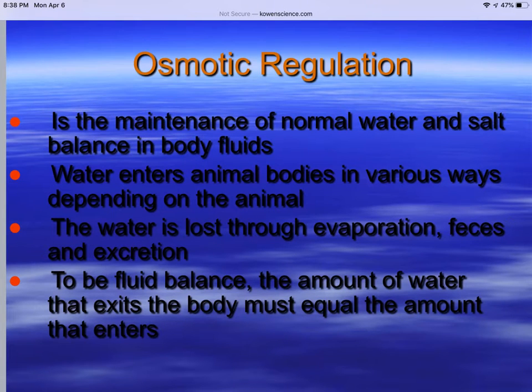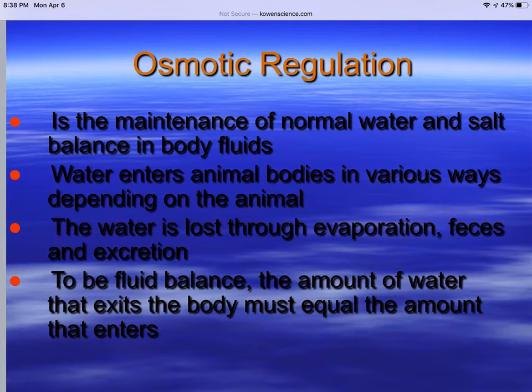Osmotic regulation is the maintenance of the normal water and salt balance in the body. Water enters the body in a variety of ways: drinking it, through the food that we eat, etc. It can be lost through evaporation when we sweat, through excretion, and through feces.